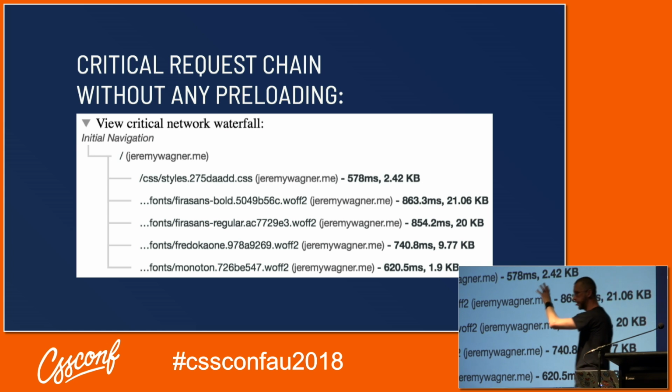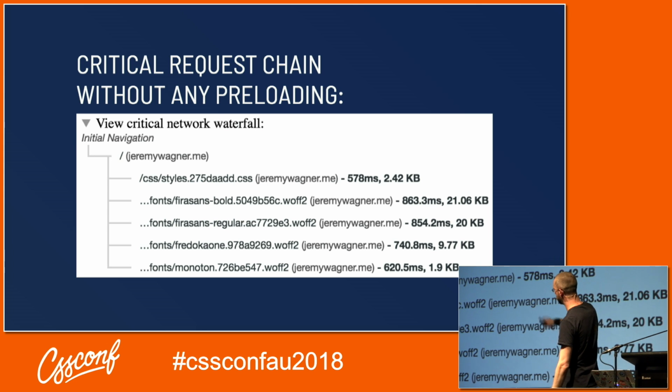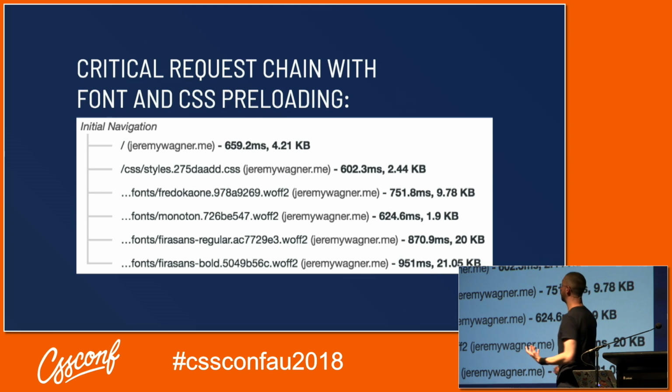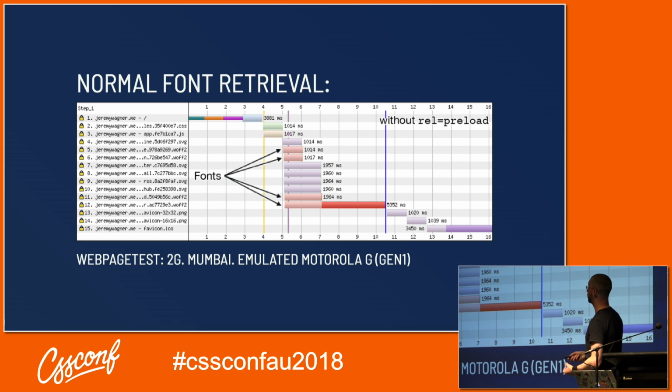Without any font preloading, this is a critical request chain diagram in Lighthouse. You can see without any font preloading going on, or even CSS preloading with your font faces, it's a nested critical request chain. That means that rendering is being blocked in some capacity. But when we preload the CSS and the fonts, there's no critical request chains. It's just the initial navigation. There's nothing nested.